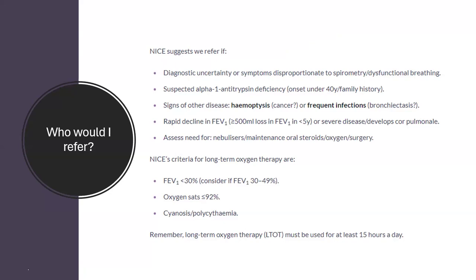And if the FEV1 rapidly declines, now how would we know that? Because we're not doing that anymore. The QOF doesn't ask us to do it, so we're not doing it. In the pandemic, we also stopped doing it. But if, for whatever reason, you see or realize that FEV1 has been a loss of more than 500 mils in less than 5 years, or the symptoms are severe, then I would say just refer. You also refer if they might need surgery, rehab, oxygen, and the criteria for oxygen therapy.